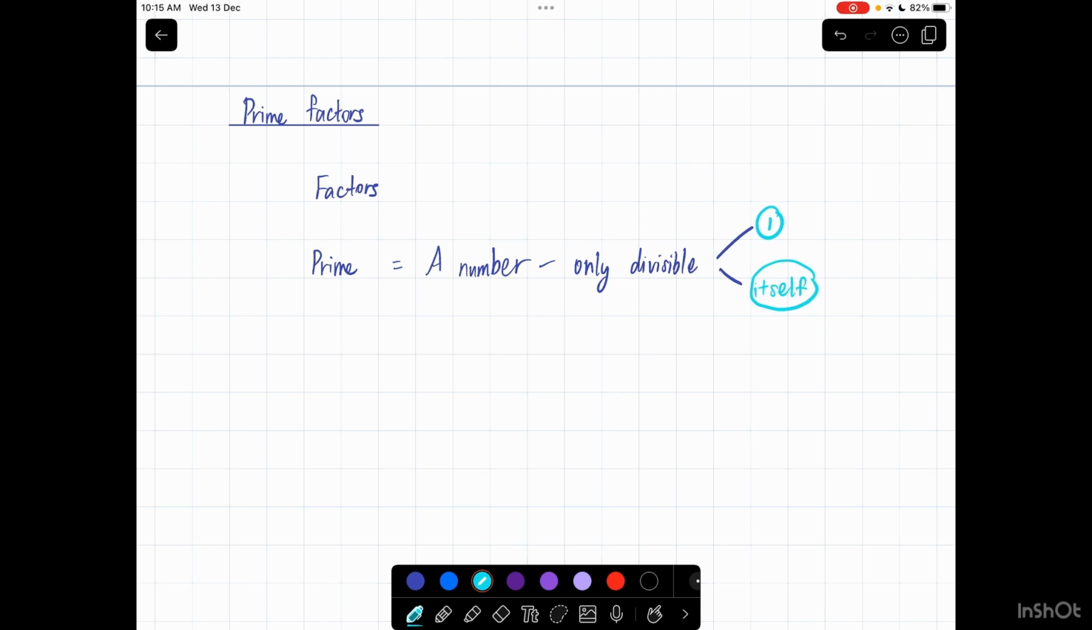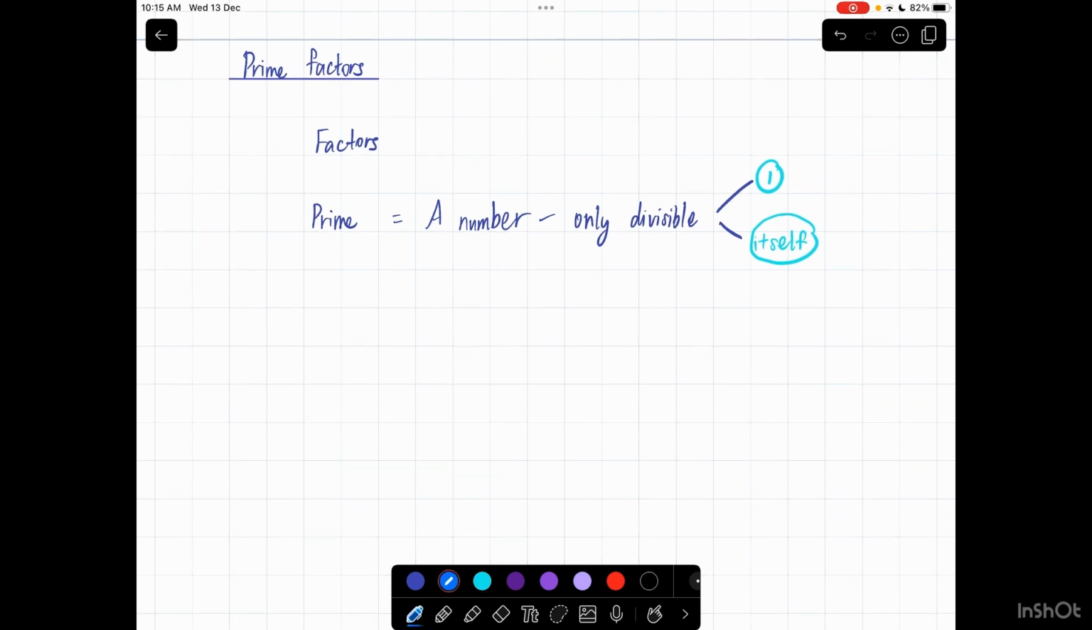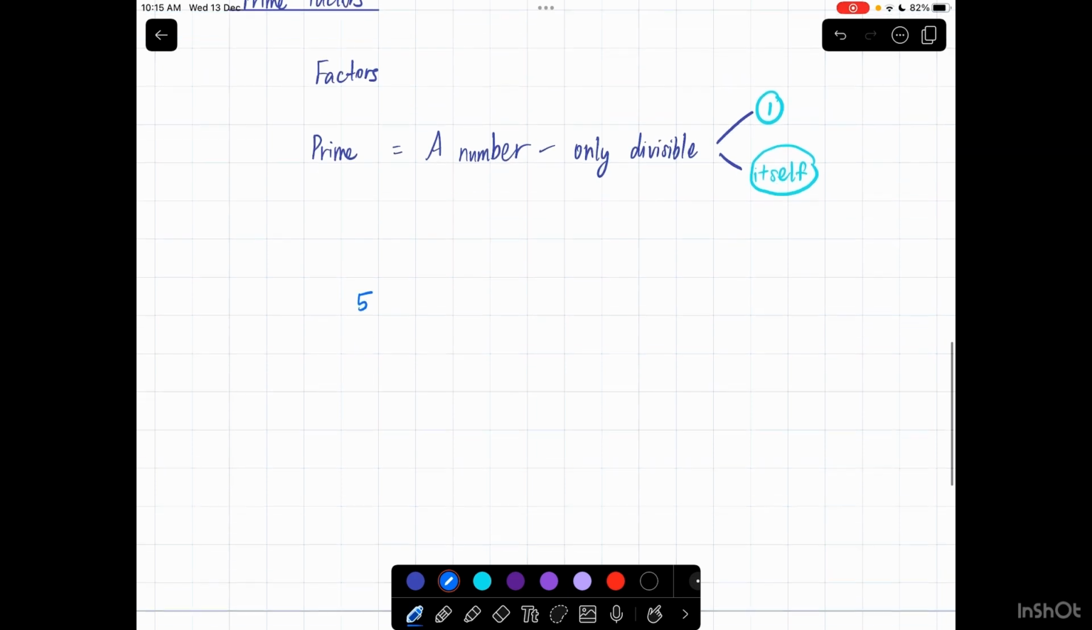To give an example, we have the number 5. Is 5 a prime number? Let's test it out. Firstly, 5 can be divided by 1. And the next numbers, 2, 3, 4, none of them are possible. So we end up with the number 5 again. So 5 is a classic example of a prime number because it's only divisible by the number 1 and by 5.